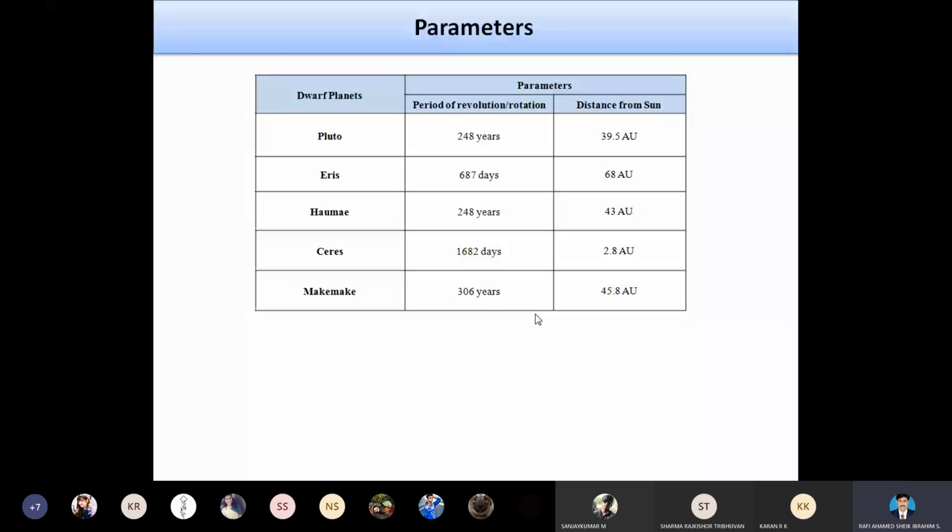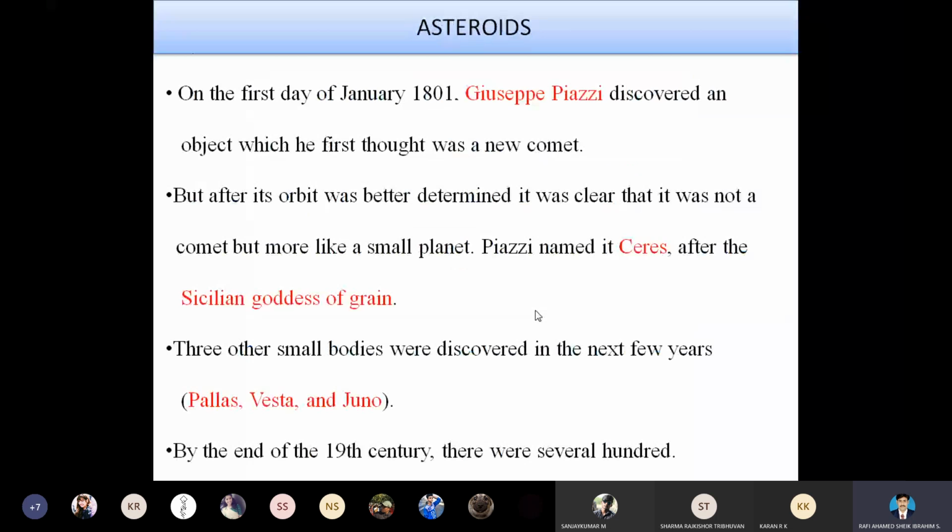So the last topic from this unit is the brief description about the asteroids, description about the comets, and a description about the satellites.